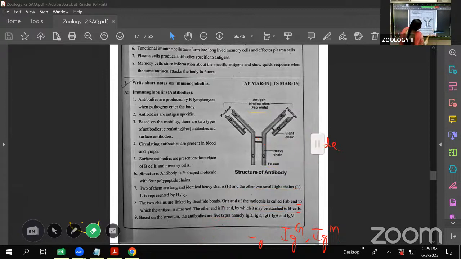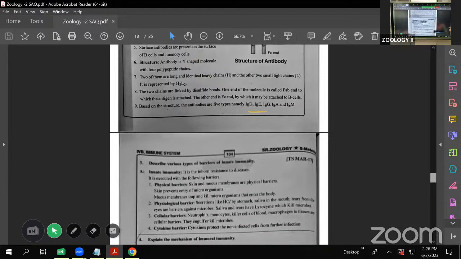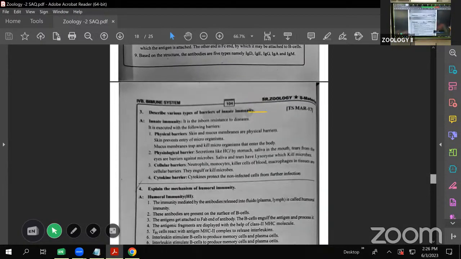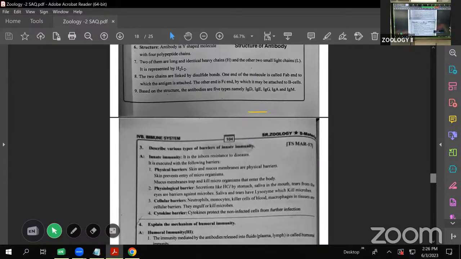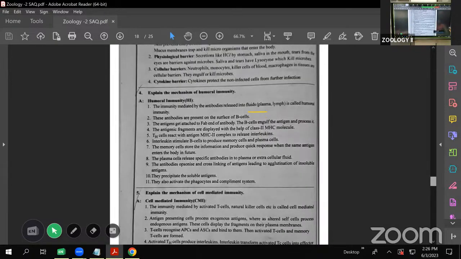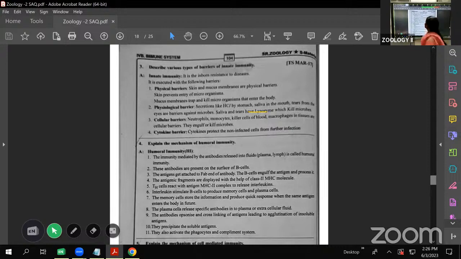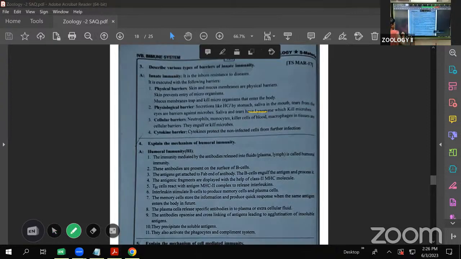Next is immunity. Here, there are two types of immunities. Before discussing the types of immunity, one more question is there: the various types of barriers for the immunity. Which barriers are present for the immunity? We are going to discuss that. That is also an important question.